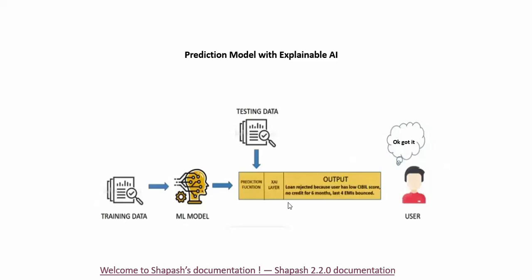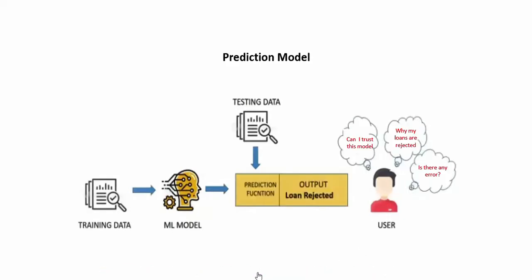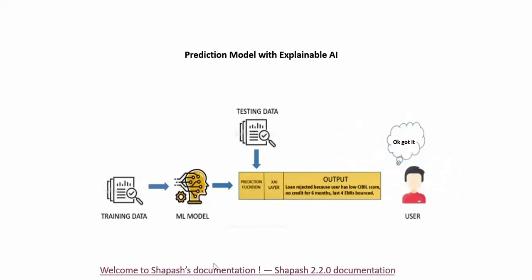Before going to the Shapash documentation, here you can see we are just giving the training data to the model and the model is giving the output that a loan got rejected. But the user has a number of questions: whether you can trust this model or not, why loans are rejected, or whether there is any error in the data. We can't answer these if we don't have explainability of the model. To answer those questions, we are using Shapash.